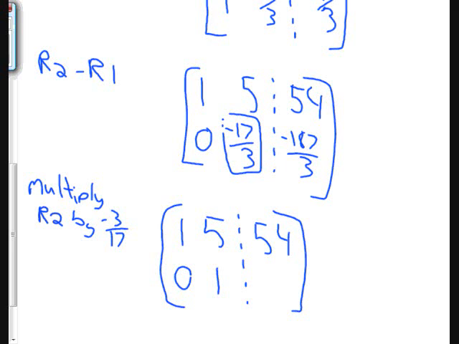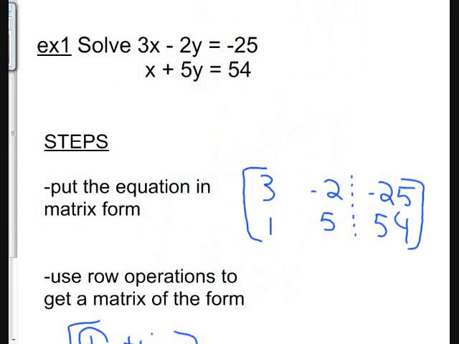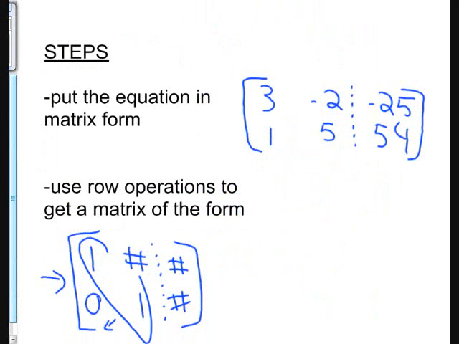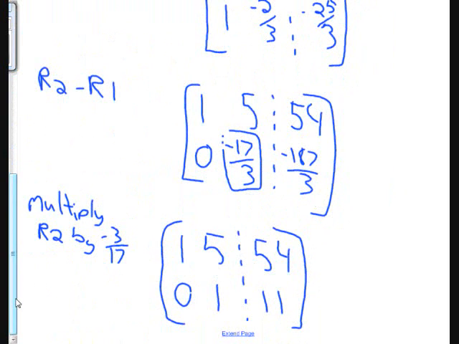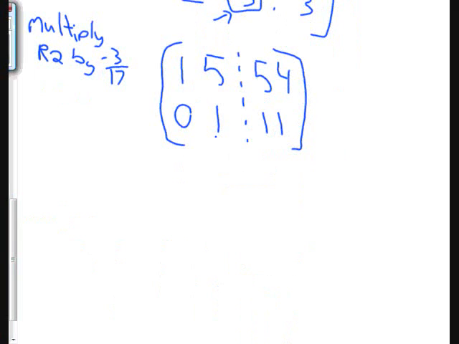So what's 187 divided by 17? It's 11. So now I have my matrix in this form here, and we can write it again back into the equations.